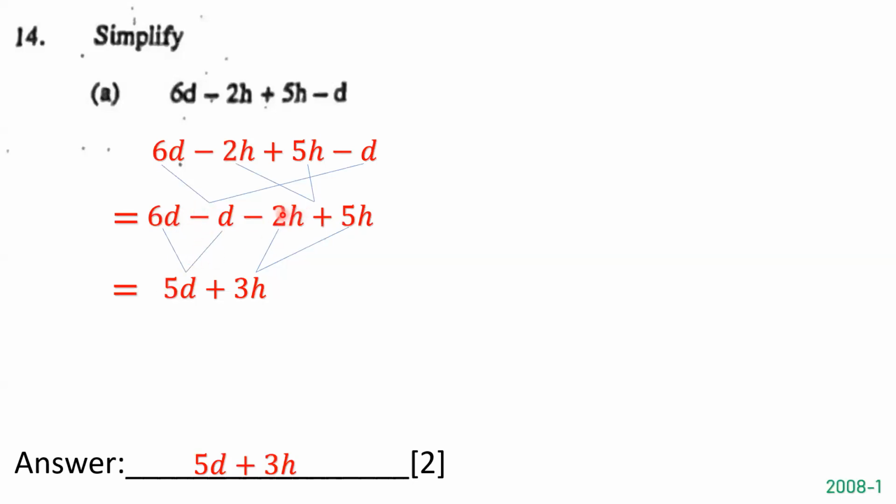And then we say negative 2h plus 5h. Negative 2h plus 5h is positive 3, because negative 2 plus 5 is definitely 3. So negative 2h plus 5h is definitely going to be 3h. So the answer here is 5d plus 3h. And that is our answer.